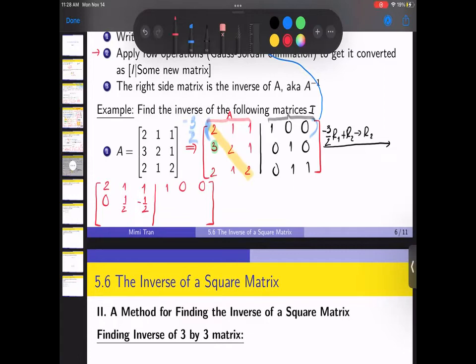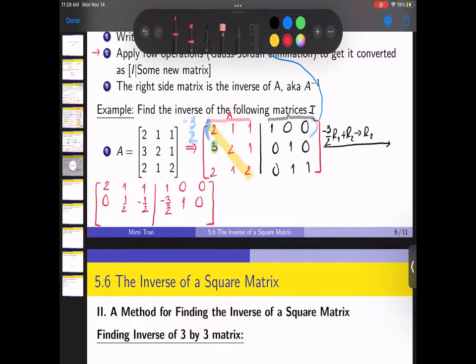Keep going. -3/2 times 1 is still -3/2, added to 0 is still -3/2. Next one: -3/2 times 0 is 0, plus 1 is 1. And then the last one: -3/2 times 0 is still 0, added to 0 is 0. So far, so good.